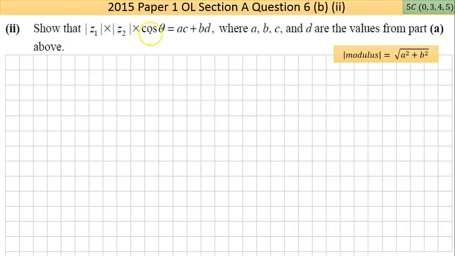times cos theta, which is 0.8, equals a times c plus b times d. Now you remember a and c, you had them in part 1, part A, and b times d. So they tell you that a, b, c, and d are the values from part A. Okay, now the formula for modulus is here. It's a variant of the Pythagoras theorem.